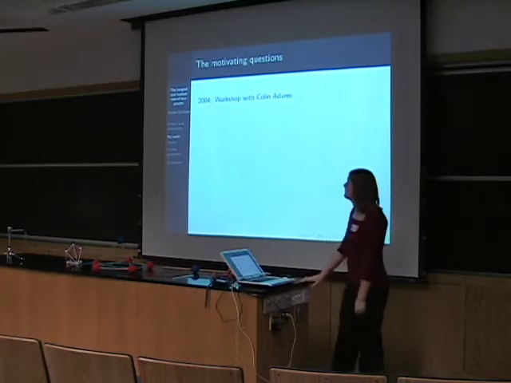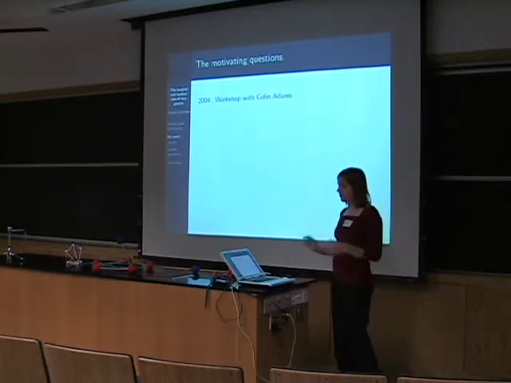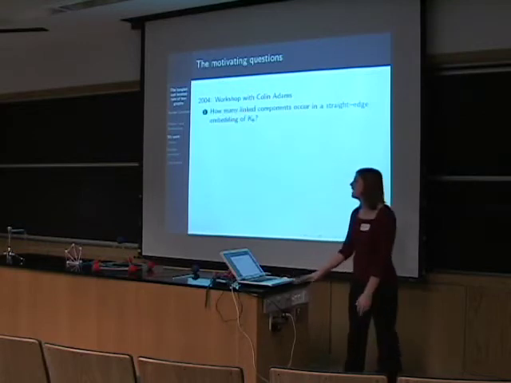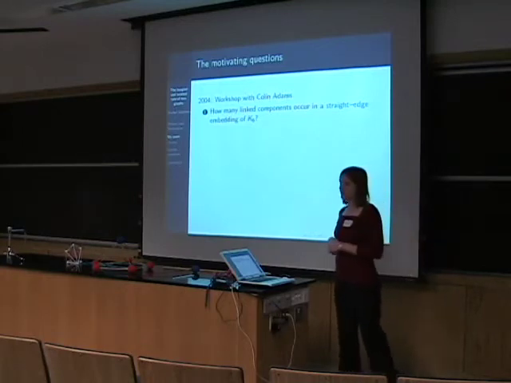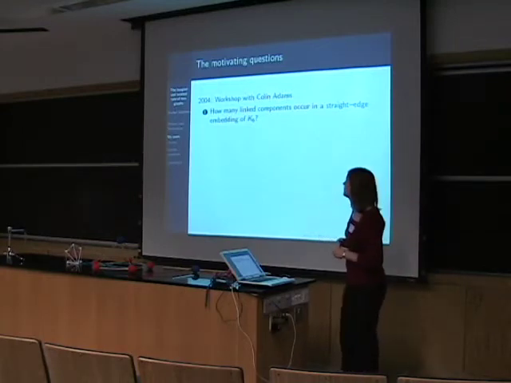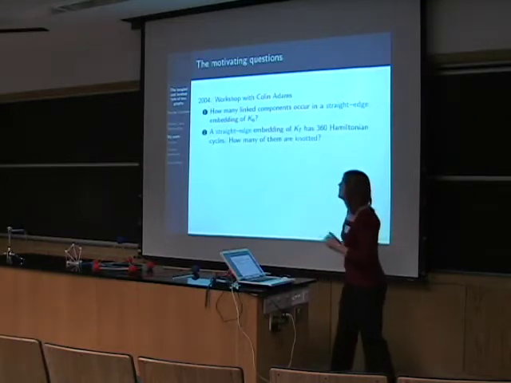My particular question came from a workshop with Colin Adams in 2004, and two questions were posed. The first one was how many linked components occur in a straight edge embedding of K6. We know there has to be at least one, how many? That work has already been done with Colin at Denison University, and others have found similar results. The second was the one that I looked at.